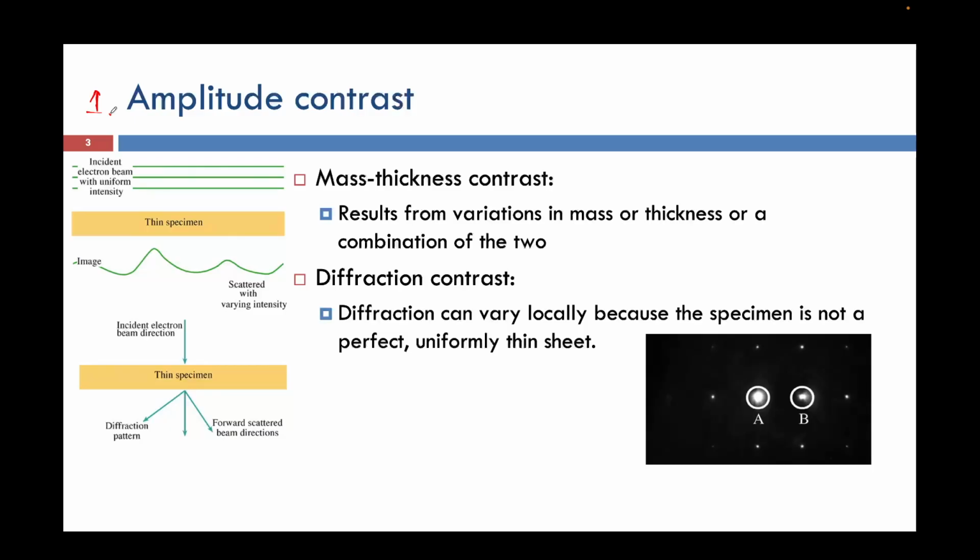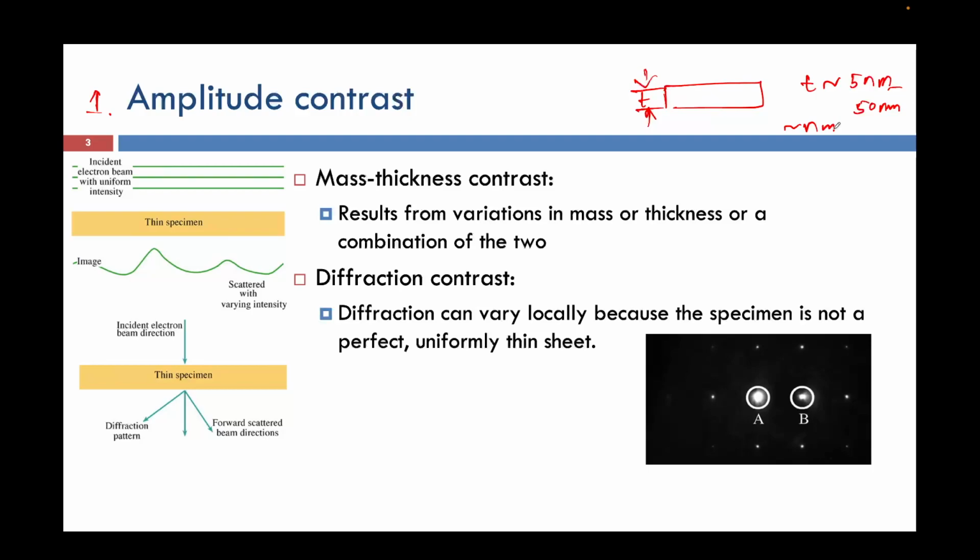There is another type of contrast known as the diffraction contrast. Why? Because the diffraction can vary locally, because the specimen is not perfect. No matter how much thinning we do, we will never be able to obtain a perfectly flat specimen. So let's say this is my T I am talking about, and T will be in the order of 5 nanometer to somewhere 50 nanometer. Even in this thickness, if there is variation in the order of nanometer, then also the diffraction varies.